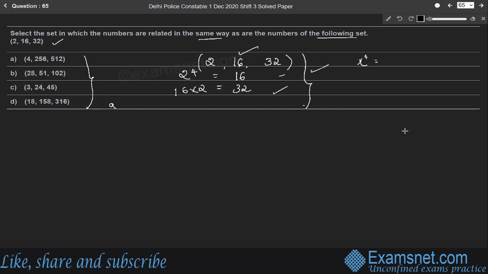Let us start with option A. The first number is 4, its fourth power becomes 4 into 4 into 4 into 4. 4 into 4 is 16, into 4 is 64, into 4 is 256, which is the second number in option A. Then the second condition is 256 into 2, which is equal to 512. Therefore, option A satisfies the condition given in the given set. Therefore, option A is the right answer.